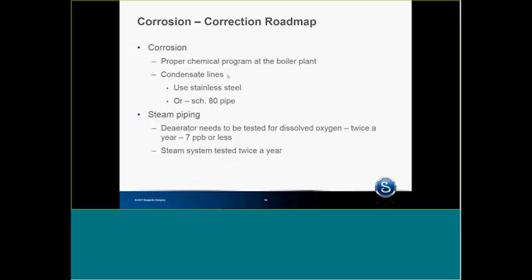Steam piping, as I was saying, should be tested twice a year, and that's a dissolved oxygen test. There's an ASME standard for doing that task, which means removing the sulfite from the deaerator operation and doing the test, and your level should be 7 parts per billion or less. Same thing, you should go out in your steam system and check for dissolved oxygen. Out in the steam system, we do not want more than 80 parts per billion.